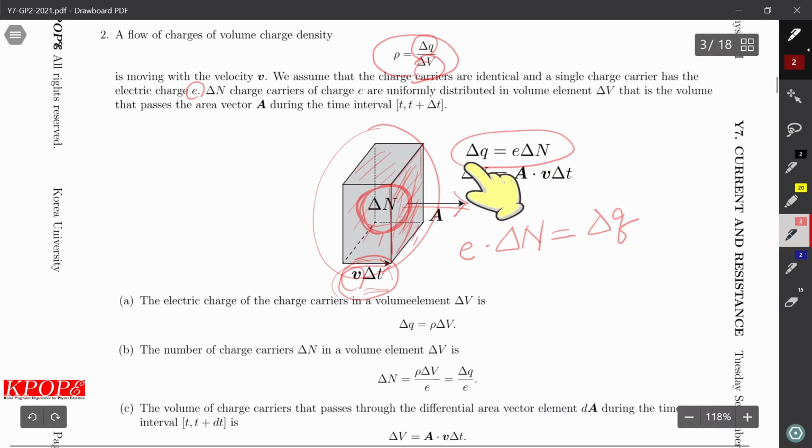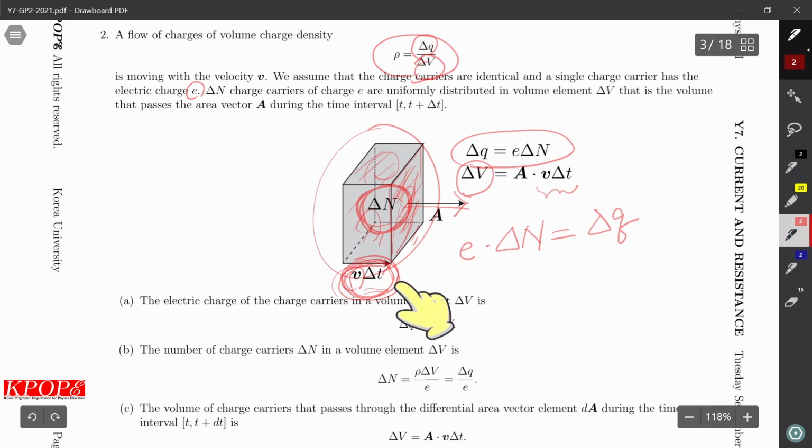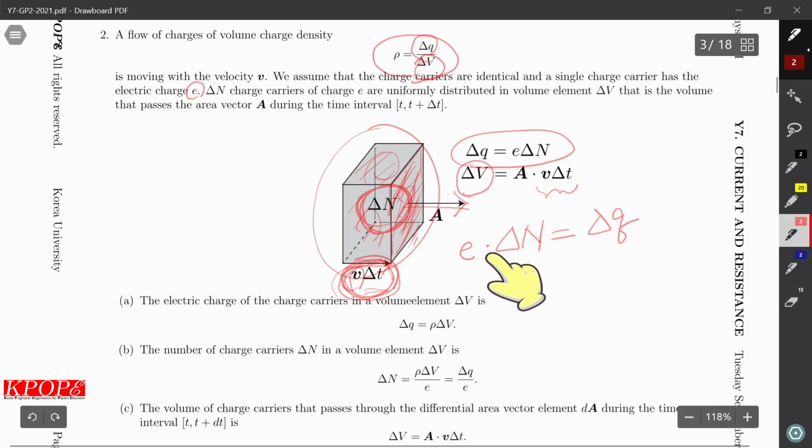What about the volume of this space? Okay, v delta t, that is the displacement, and this is the area A. So the scalar area is A, and the vector area is A multiplied by A.